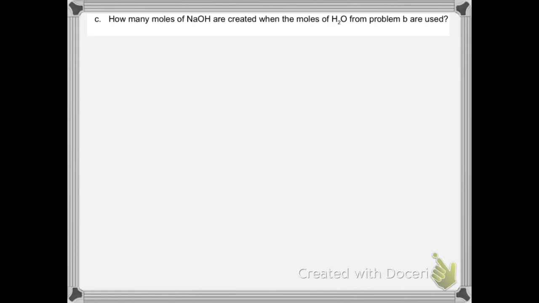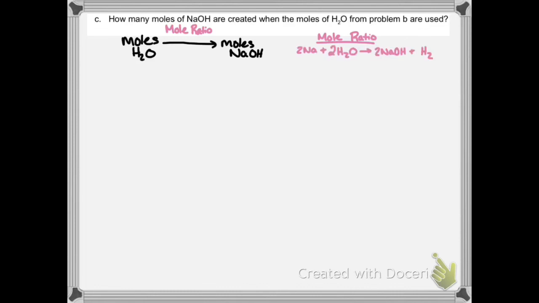So we're going to set up our idea of moles of water being converted to moles of sodium hydroxide. How do we convert from moles of one substance to moles of another? Perfect. You guys are crushing it. We use our mole ratio. If we're using our mole ratio, we need to come up with that mole ratio. Where do we get that from? That's right. We get it from the balanced equation.